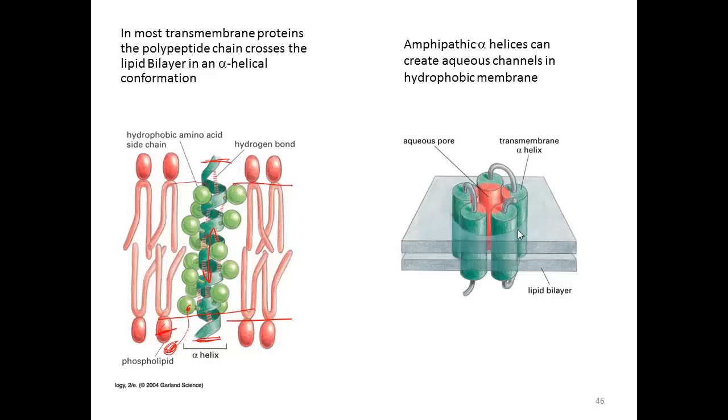All alpha helices don't need to be completely hydrophobic. They just need to be hydrophobic on the side next to the membranes. Here we have amphipathic alpha helices, which have hydrophobic exteriors, but colored in red here are hydrophilic interiors. And now we have a pore that's going to allow the passage of a hydrophilic molecule across the membrane.